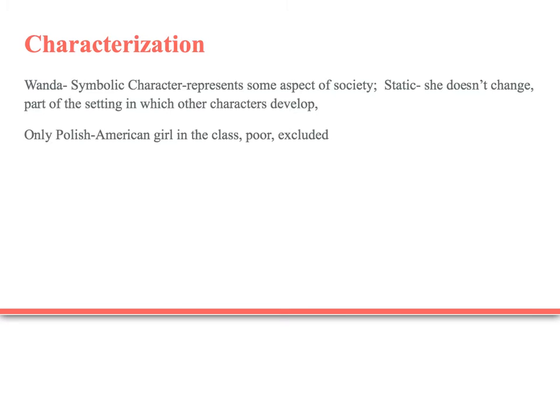Okay, I want to talk about characterization a little bit for a second. That is one of the main things in a book, and the characterization in this book is tricky. I want to talk about the character of Wanda. But before I even talk about her, I want to say almost consider her part of the setting. Although you'll see Wanda throughout the book, she actually is not a character in this book. In fact, if you look carefully, Wanda is never in the book. She has already moved from the very beginning of the book. She is just a symbolic character where the other characters can develop and we can see their personalities based on hers.